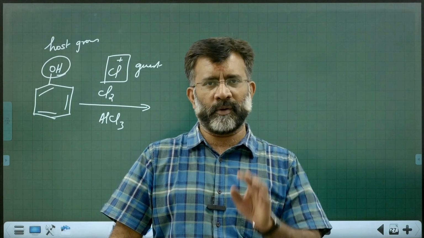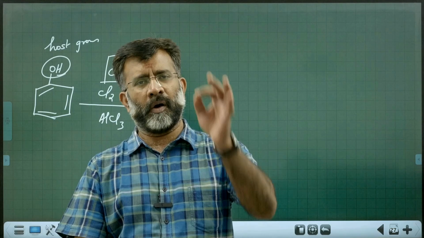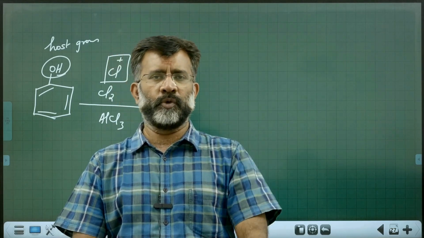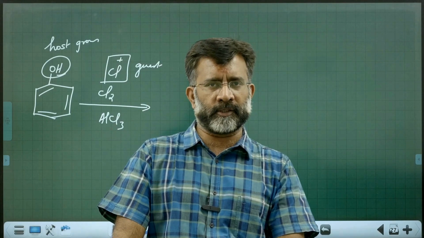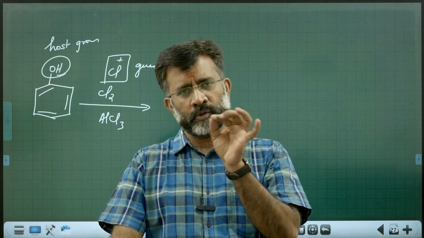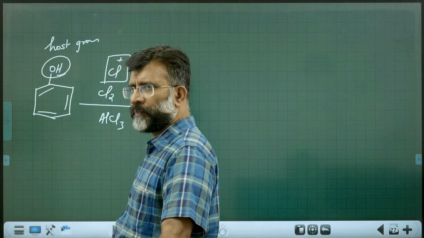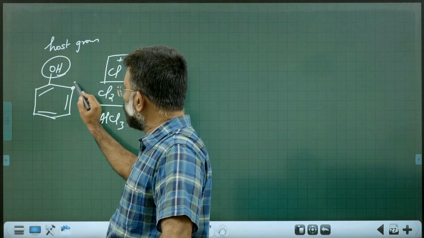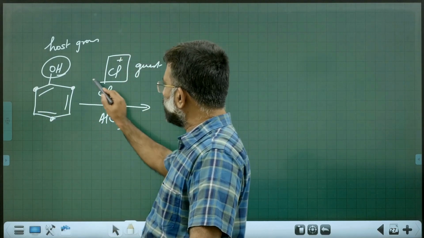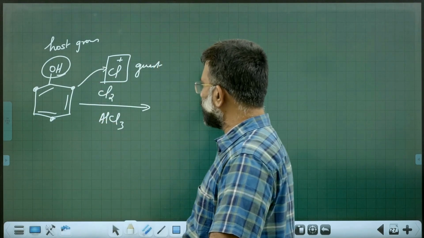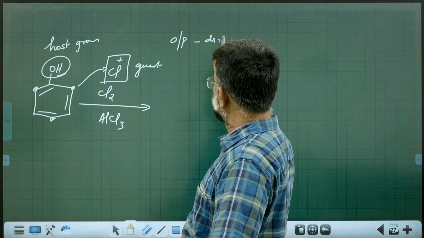A group like OH, a group like NH2, a group like CH3, all activating groups usually work as ortho-para directing in nature. Suppose it is the OH group. You can see the electron density at ortho and para positions is much greater, and there the electrophile is getting connected. We call it ortho-para directive.